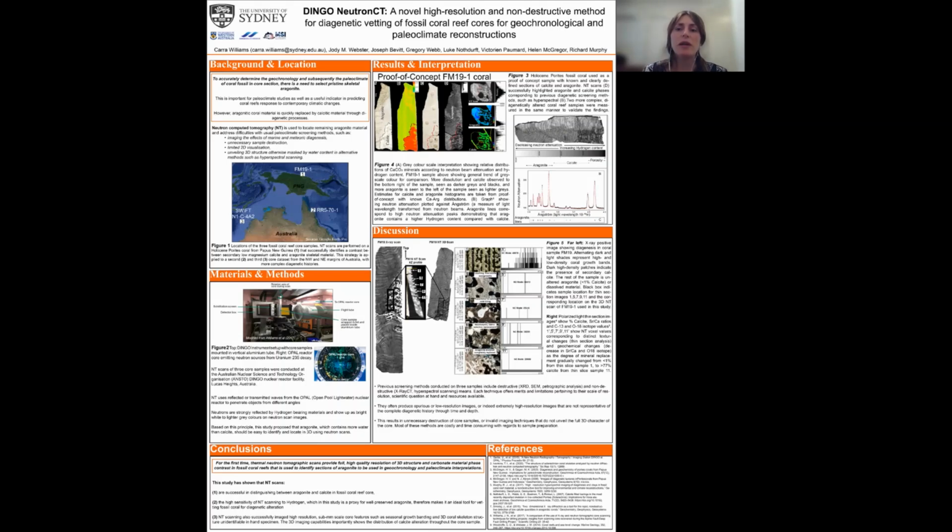My name is Cara Williams. I am Jodie Webster's PhD candidate from the Geocoastal Research Group at the University of Sydney. I am pleased to present this poster on Dingo Neutron computed tomography as a new high-resolution and non-destructive method for diagenetic vetting of fossil coral reef cores for geochronological and paleoclimate reconstructions.